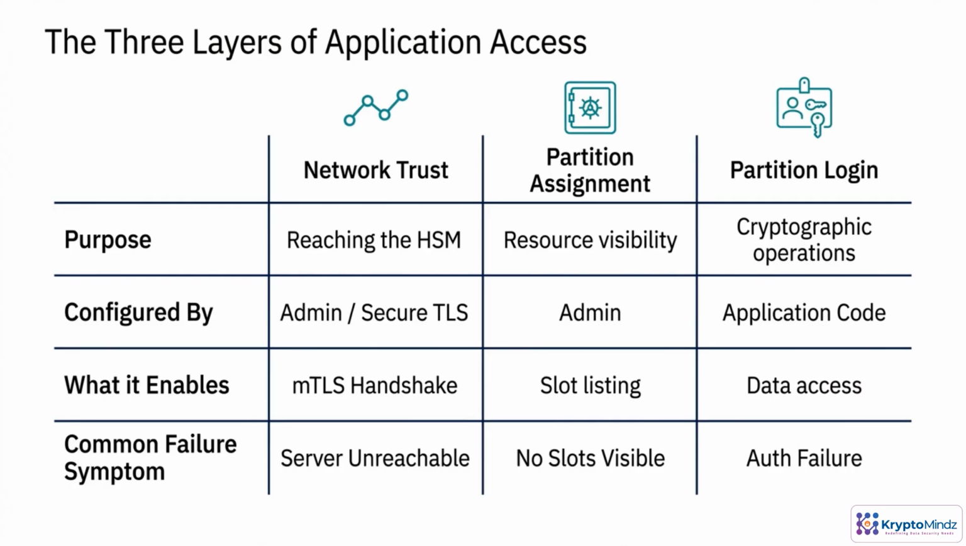You can think of access in 3 layers. First, network trust. Can the client even reach the HSM over a secure, mutually authenticated channel? Second, partition assignment. Has the administrator granted this client visibility of a particular partition? Third, partition login. The application authenticates as a crypto officer or crypto user, using strong credential handling to actually perform operations. Most "it connects, but I can't use keys" issues show up in this last layer.